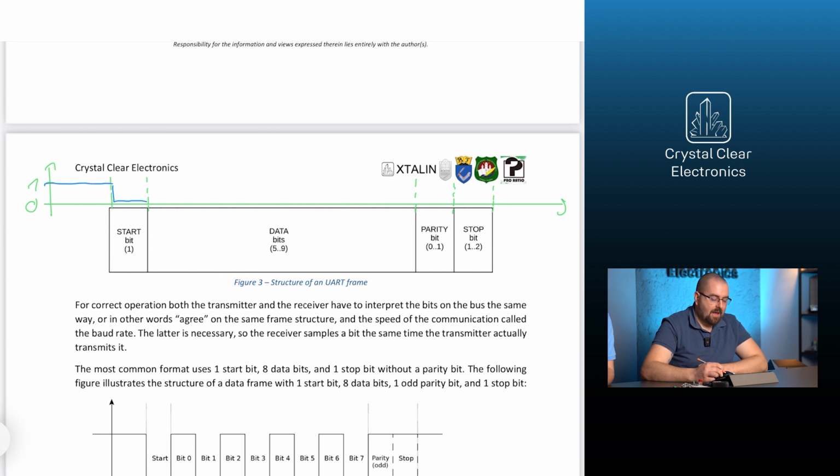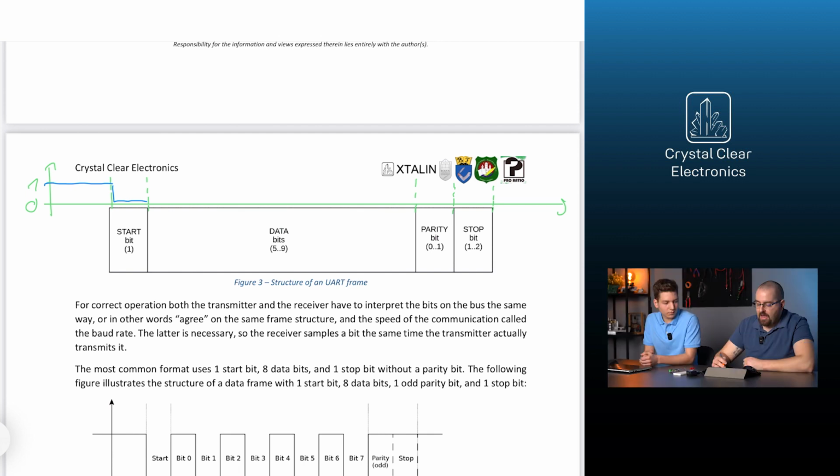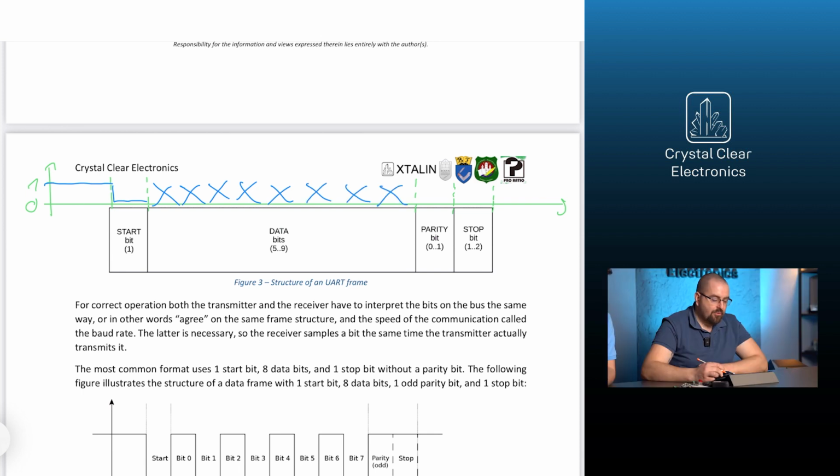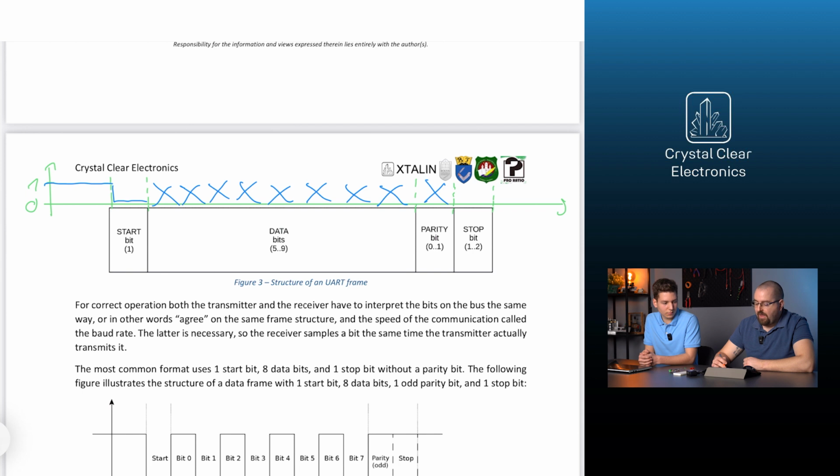The first bit is always a logic 0, called the start bit. This is followed by 5 to 9 data bits. Most often, 8 bits are used, since that is exactly 1 byte. After that, we can optionally use a parity bit. The meaning of this will be discussed in more detail in a minute. Finally, the end of the frame is indicated by logic level 1 for the duration of 1 or 2 bits.